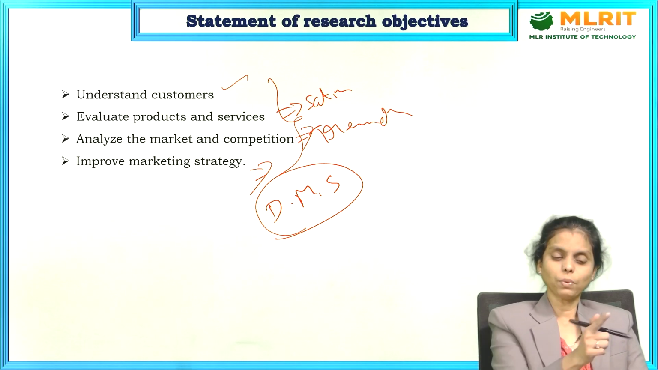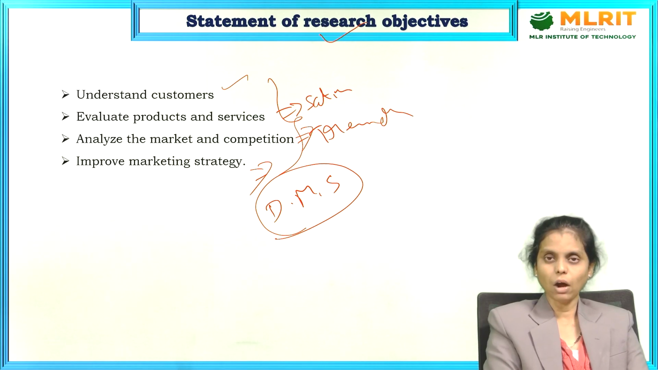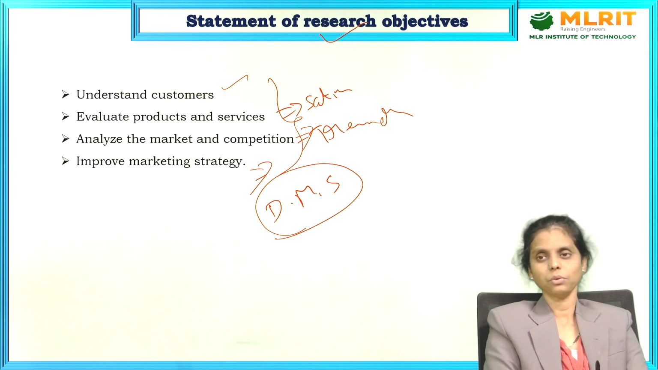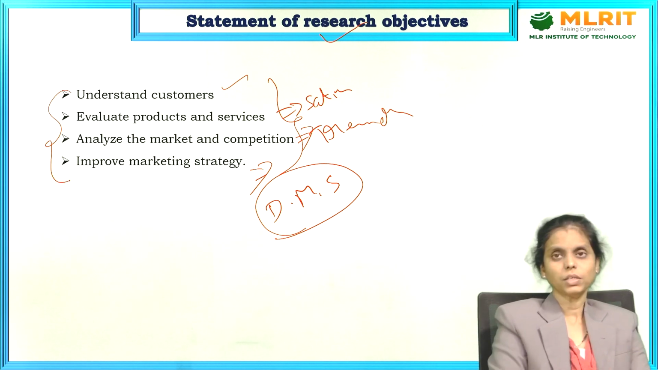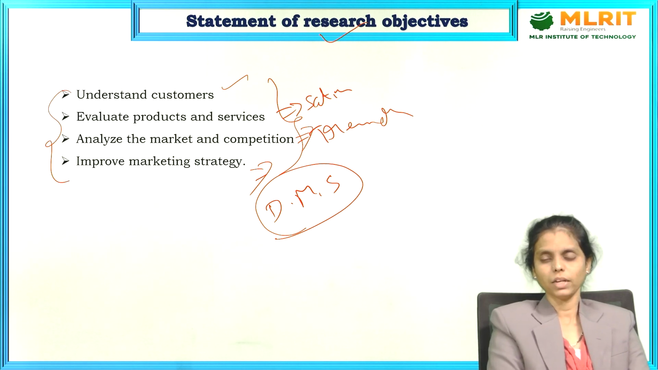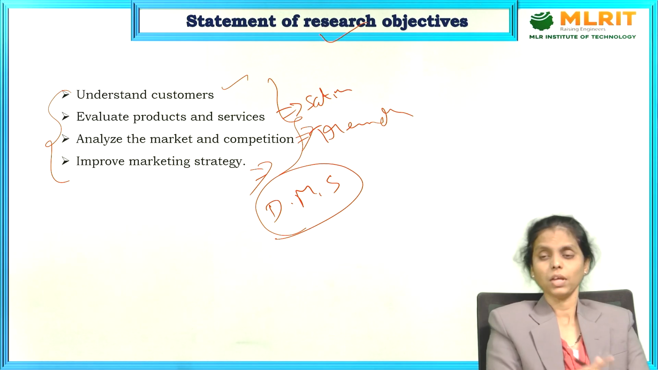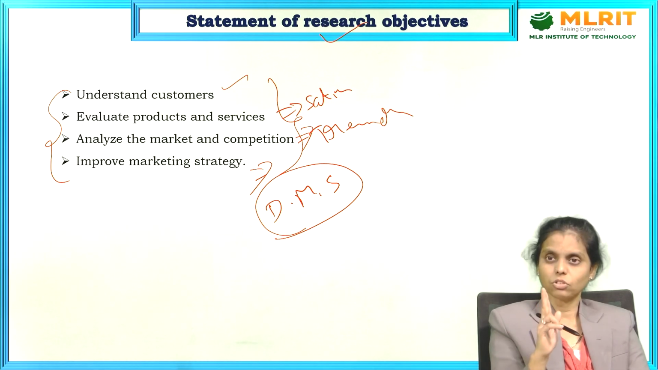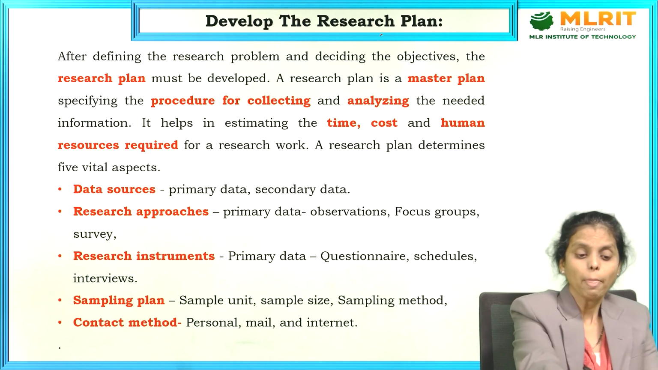How will we do that? Again, research has to be conducted so that we can find out what changes are needed by the customers. So these are some of the basic purposes or objectives of conducting marketing research. Now, once we have defined our research objectives, having identified the problem and defined the objectives, what is the third step? Define the research plan.